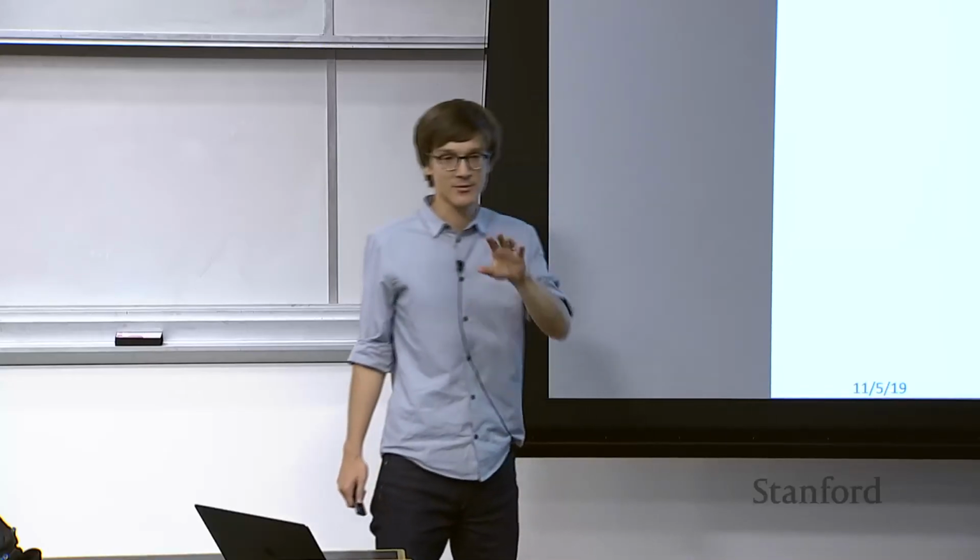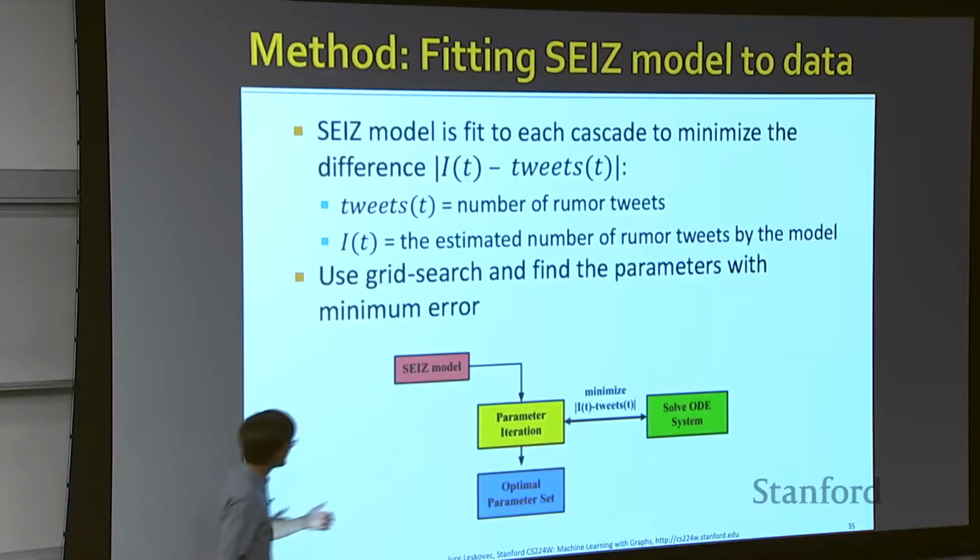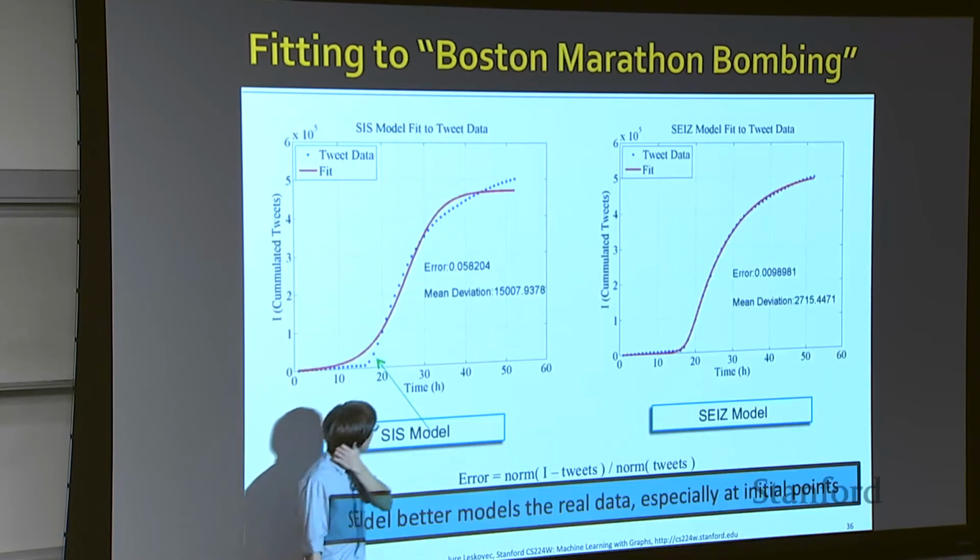Yes? Okay, first row is happy. How about the middle rows? Happy as well? Okay, great. So this is what they did. So let me show you.